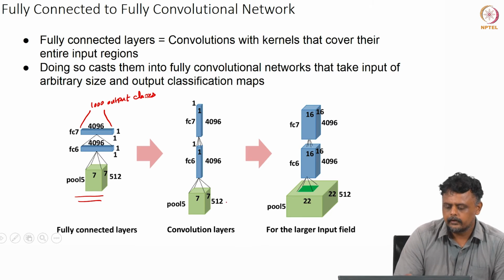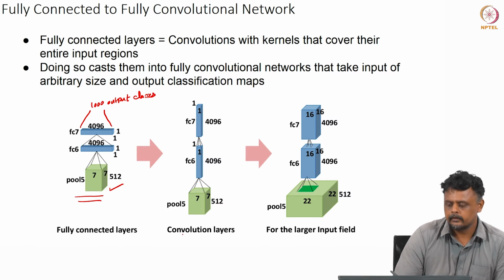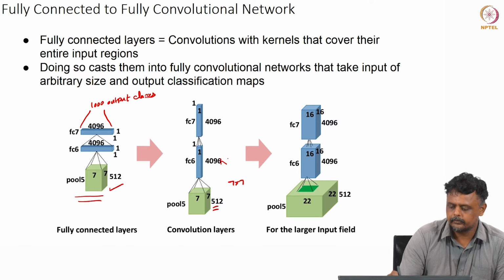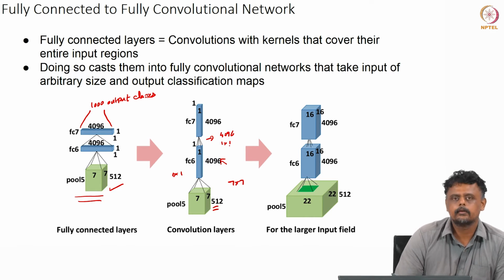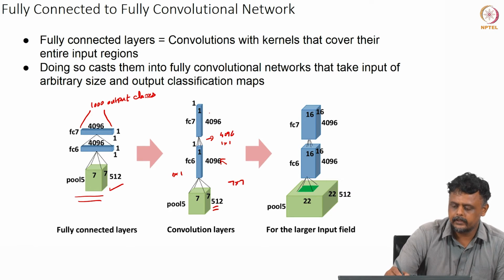So in order to convert this particular layer into a fully convolutional layer, what we would do is define 7 cross 7 filters. Of course, the depth of the filter is 512. We will define 4096 of them. So this will lead to 4096 1 cross 1 feature maps, and then in turn we will again define 4096 1 cross 1 filters whose depth is again 4096, and we will get 4096 outputs.